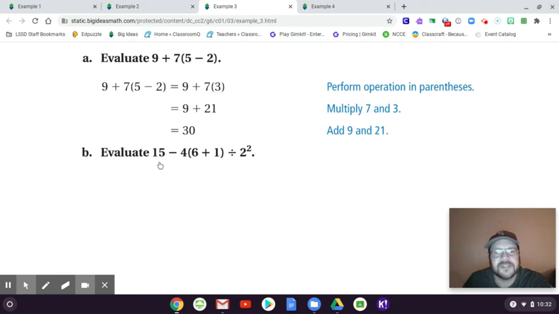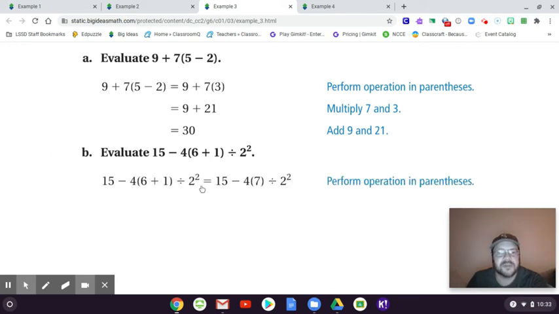Okay, next question. 15 minus 4, parentheses, this means times, 6 plus 1, divided by 2 to the second power. What should we do first? If you said parentheses, you're correct. Hopefully you're checking your notes and realizing that we always do parentheses first. So 6 plus 1 is our first operation. We rewrite the problem as 15 minus 4 times 7 divided by 2 squared.